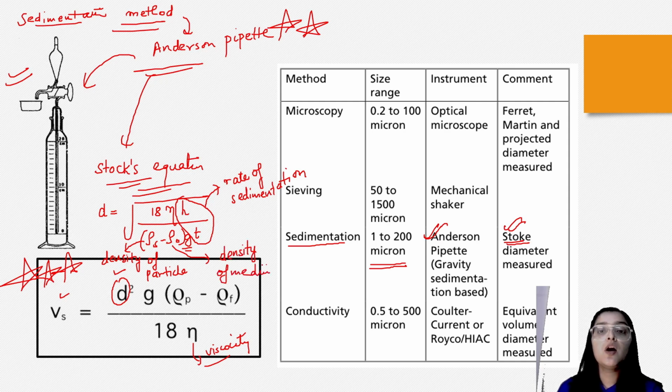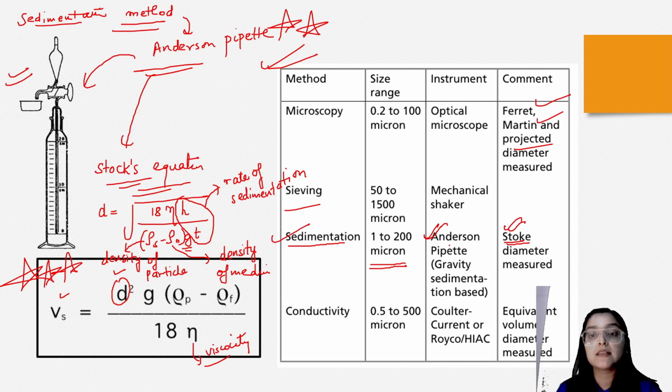Here I have summarized the techniques including microscopy. You should memorize the size range. The instrument that has been used is the optical microscope. The diameters that we have talked about include Feret's diameter, the Martin diameter and the projected one. Sieving, you have seen the sieve shaker placed over it, right? The sedimentation method is the Anderson pipette, which includes the Stokes equation and the Stokes diameter that I have mentioned here, right?